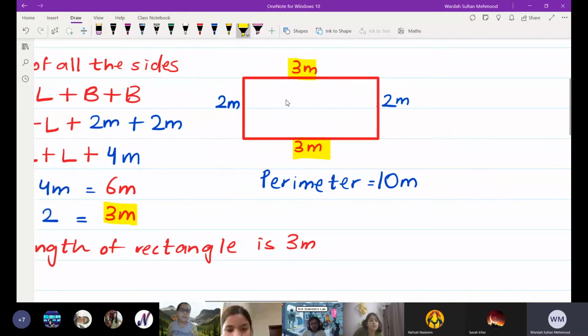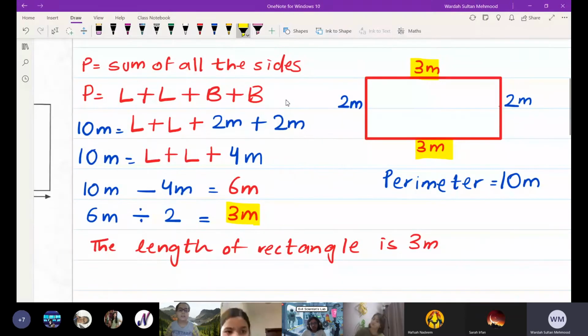Now let's get back to after writing 10 meters minus 4 meters equals 6 meters, what we have to do? I don't understand. Can you ask again? Teacher, I'm saying after writing 10 meters minus 4 meters equals 6 meters, what do we have to do? Then we have to divide this 6 meters with 2.